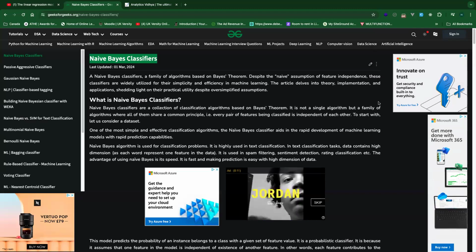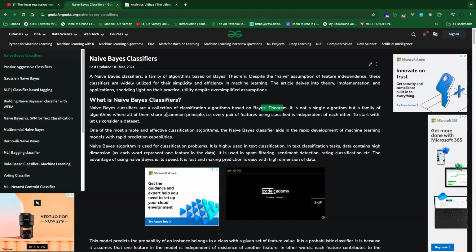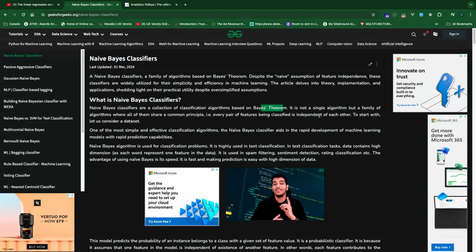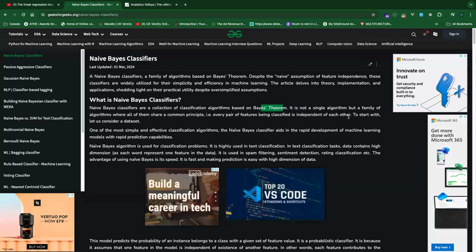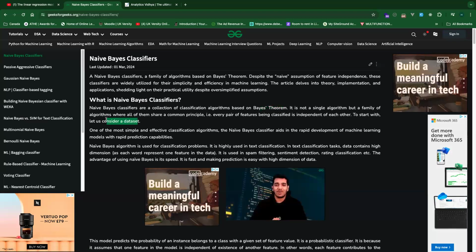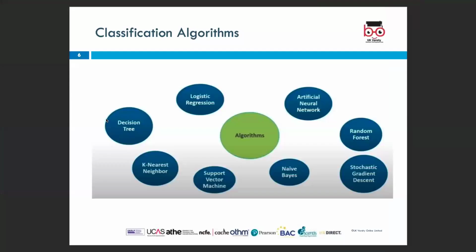So what are naive-Bayes classifiers? Naive-Bayes classifiers are a collection of classification algorithms based on Bayes theorem. It is not a single algorithm, but a family of algorithms where all of them share a common principle. That is, every pair of features being classified is independent of each other. So that's actually what it means. To start with, let's consider a data set.